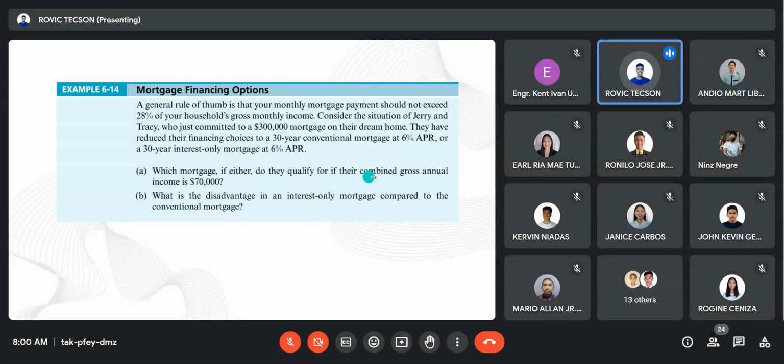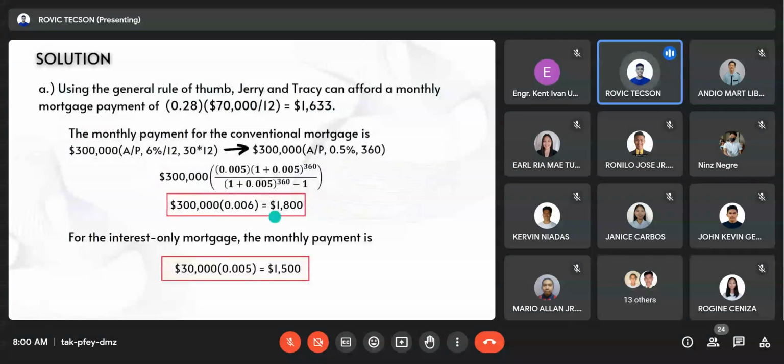Which mortgage, if either, do they qualify for if their combined gross income is $70,000? Second, what is the disadvantage of an interest-only mortgage compared to the conventional mortgage? So this is the solution.